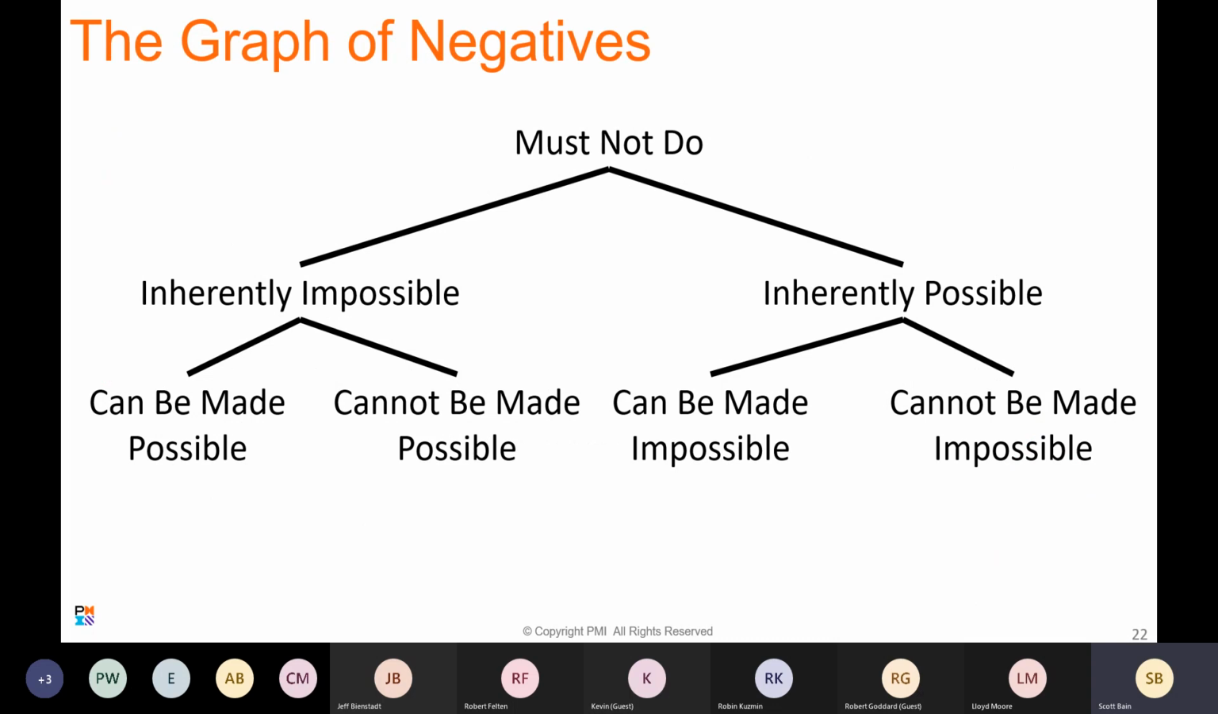Now let's talk about the things which are, of their nature, inherently possible. There are some things in this category that we can make impossible, basically prevent from happening, and then there are things that we simply cannot.